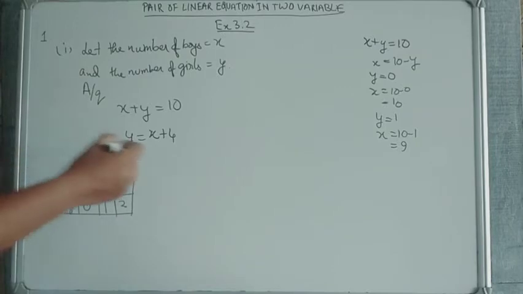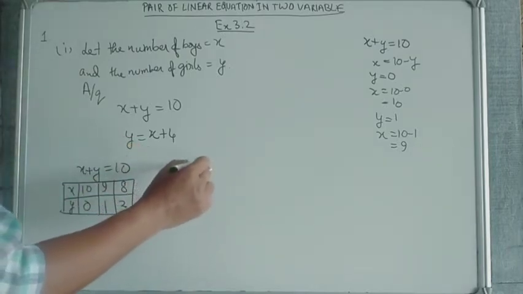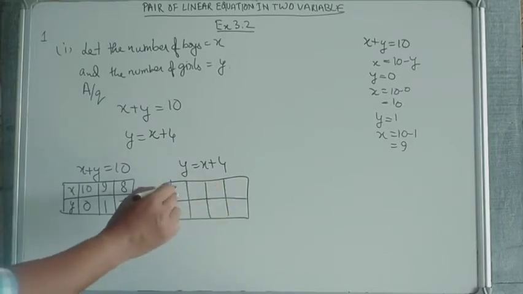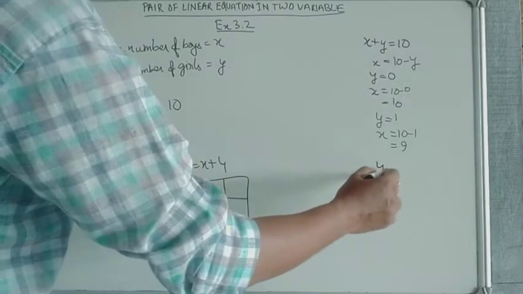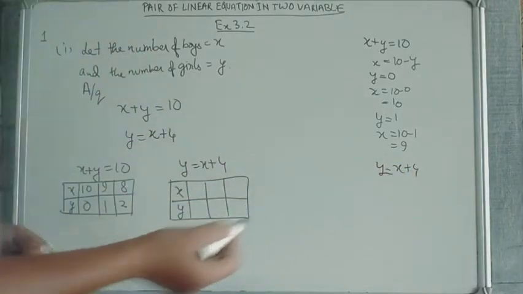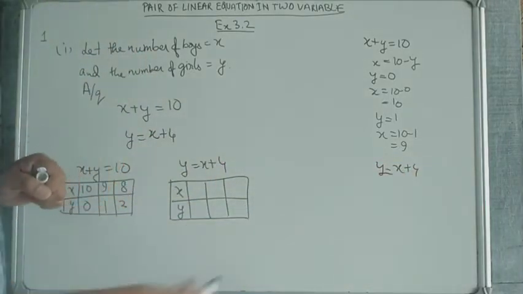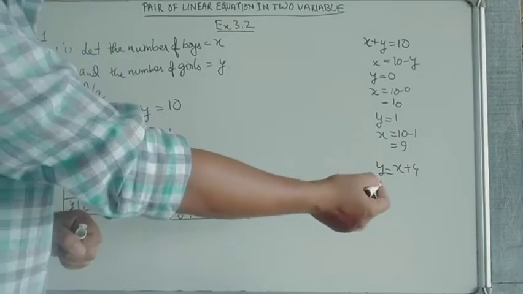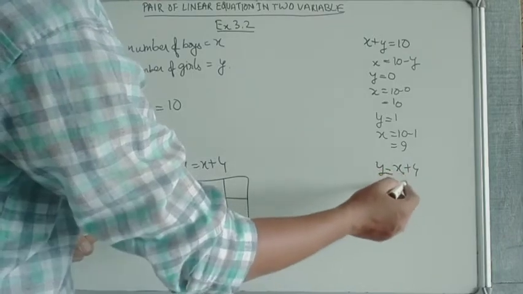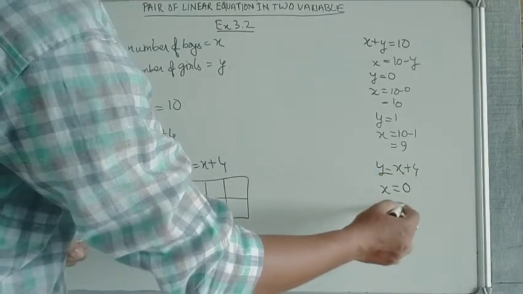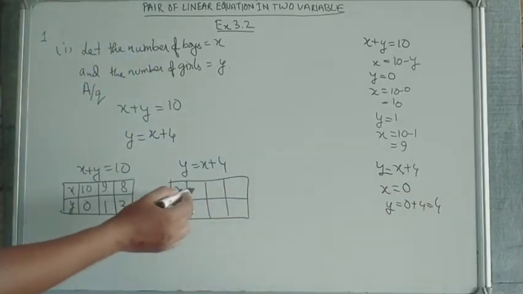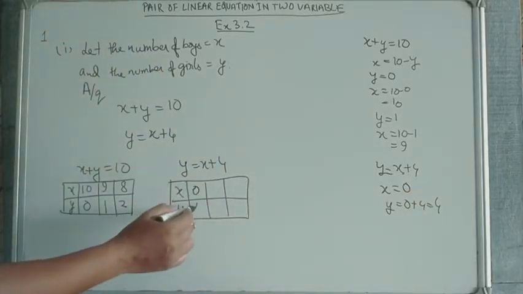Now the same with the other one, y is equal to x plus 4. Here we have to take x. Suppose x equal to 0, so y will be equal to 0 plus 4, that means 4. So if x equal to 0, y equal to 4.